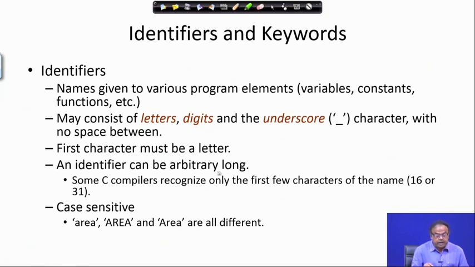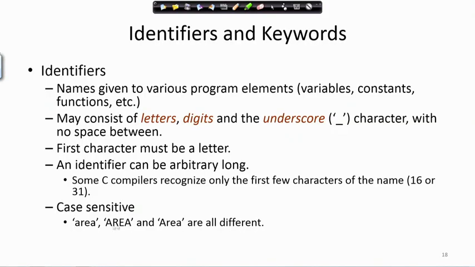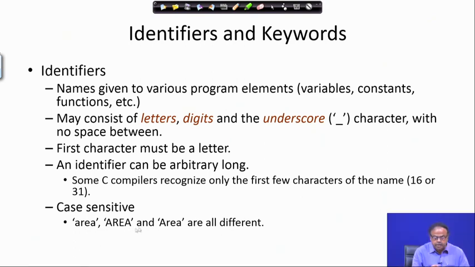An identifier can be arbitrarily long, but that depends on some C compilers. Okay. Some C compilers recognize only the first few characters, 16 or 31. And another very important thing that we had talked about is that it is case sensitive. An area written in small letters, an area written in capital letters, or an area with a mix of small and capital are all different. These are not the same. This we had mentioned in the last class.